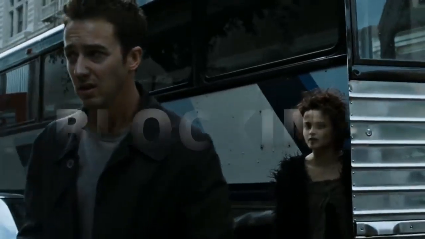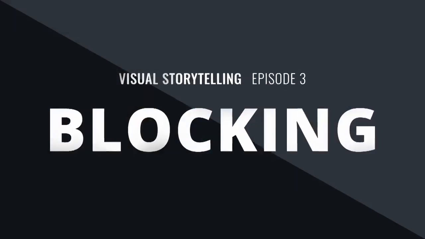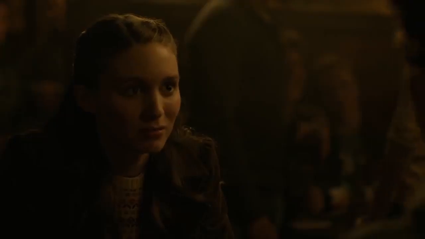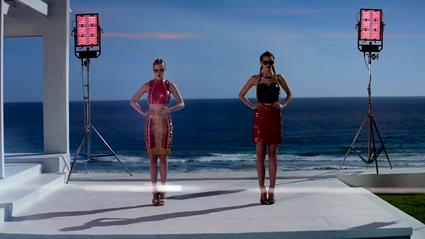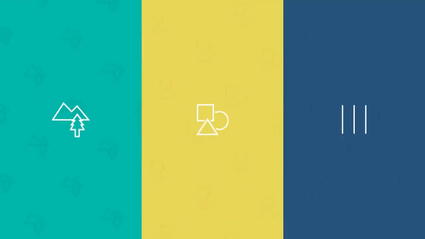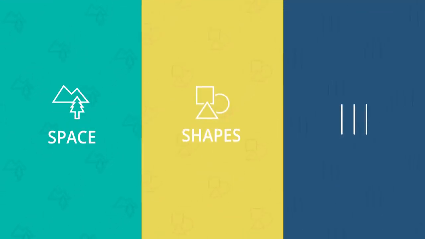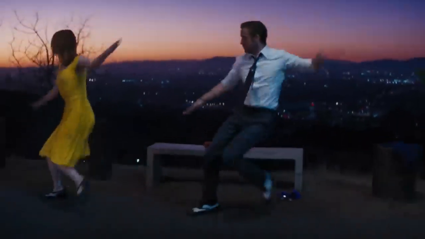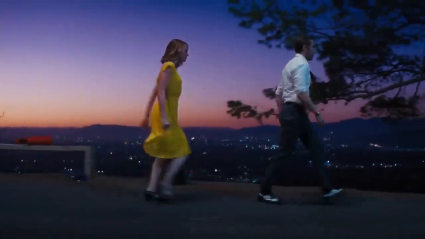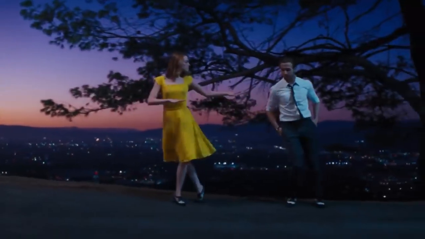Well, one big way is with blocking. Blocking is the precise staging of actors in a performance. In terms of cinema, it's where you place your actors in the frame. There are three visual elements a filmmaker should think about when blocking a scene. Space, shapes, lines. By considering these components, you'll be able to block a scene between any subjects in a visually dynamic way that is loaded with subtext.